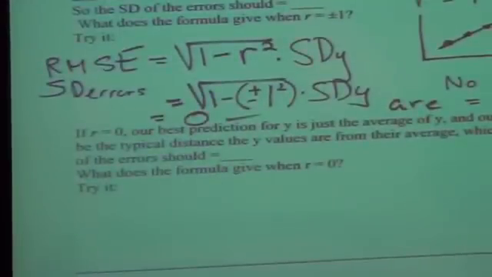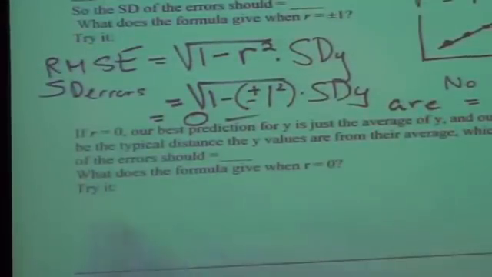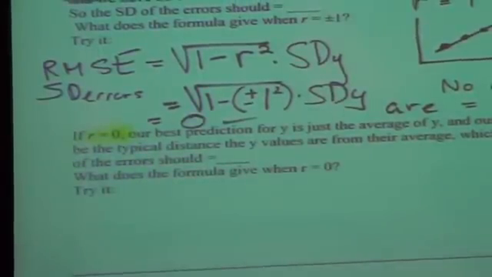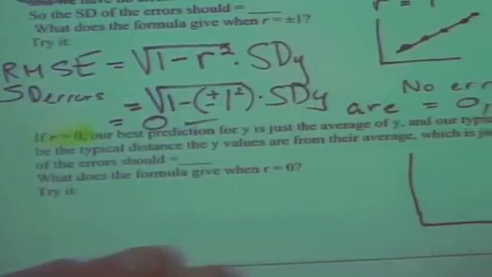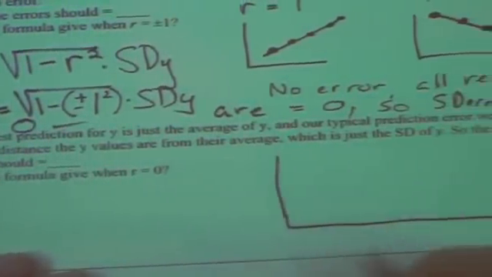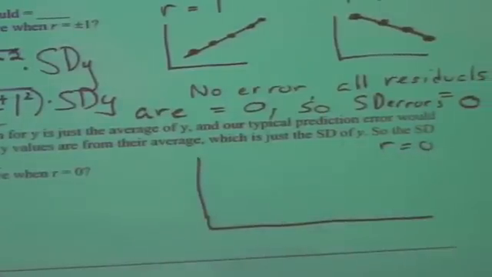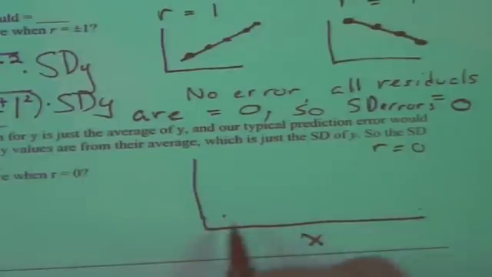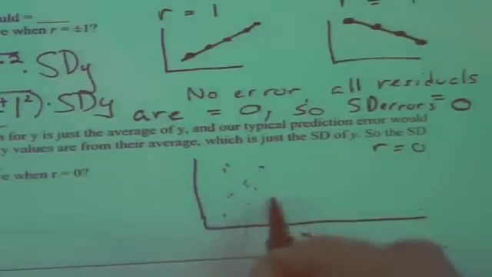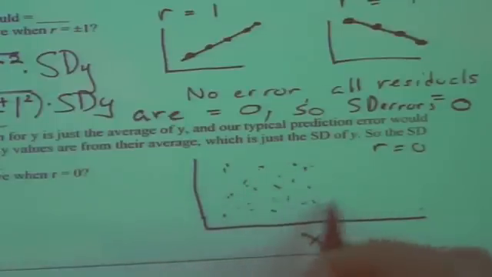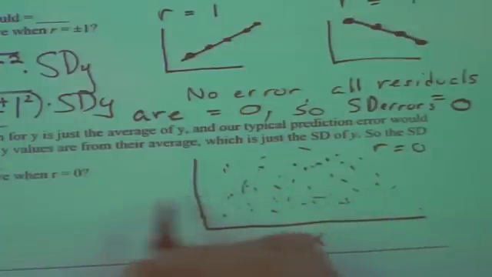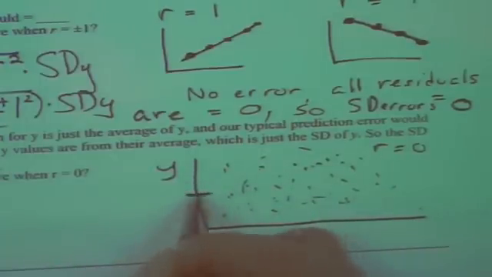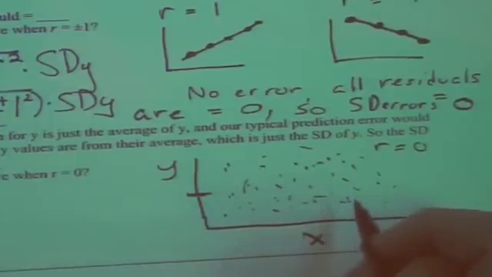What's the other extreme case? When r equals 0. When r equals 0, what would it look like? When r equals 0, it means that no matter what x is, I don't care if x is down here or up here, there's no pattern. You have no knowledge of y given x. And so this is y. And so always your best bet, given x, would be to guess the average of y.